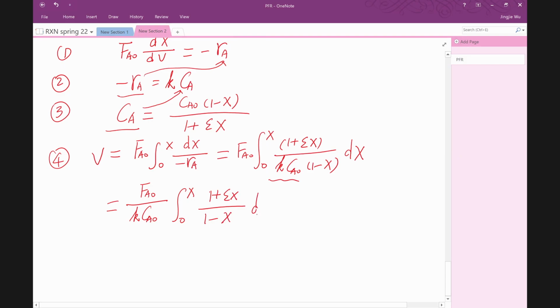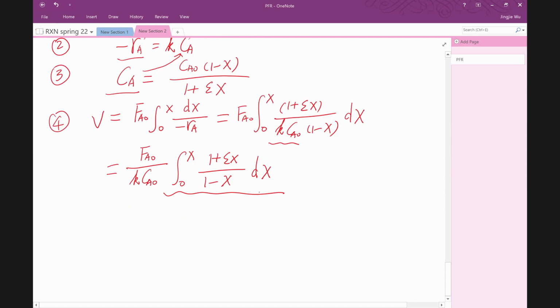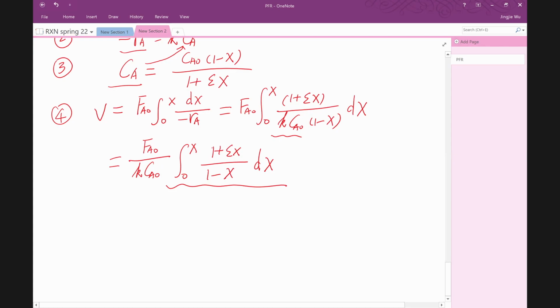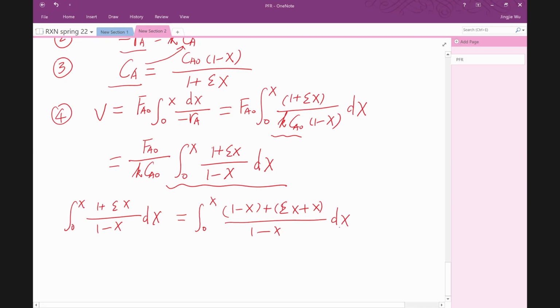You can also find this in your integral table, or you can try to solve it by yourself. Actually, it's not difficult. So I can give you some hints on how to solve it. For this one, you need to do some transformation. For example, we need 1 minus x, right? Then we can separate it.